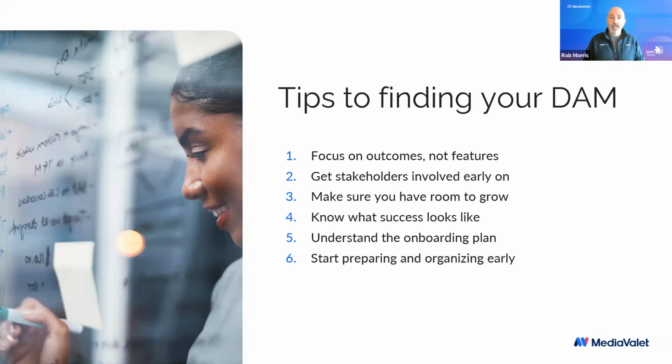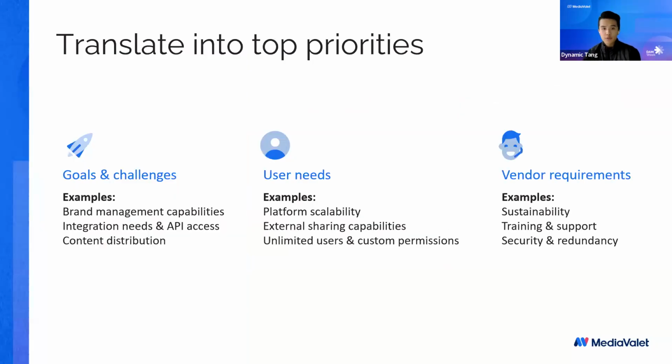With that, I'm going to hand over to Dynamic, who's going to discuss how to make the best use of all of this scoping information that you've just gathered. Perfect. So after you've scoped your DAM project internally, the next step is to translate these into priorities to analyze your vendor options. Typically, we see this fall into three different buckets.